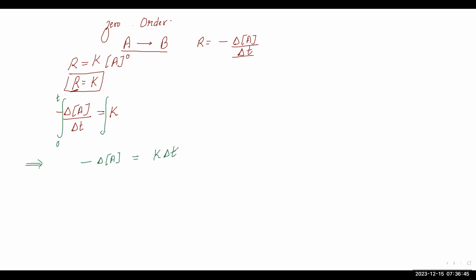I'll take this minus on the other side like this. I'll integrate. K is a constant, so it will be out of the integration, 0 to t. Now what is this?